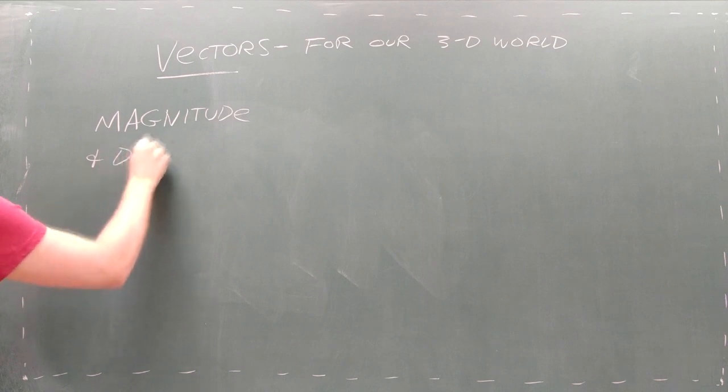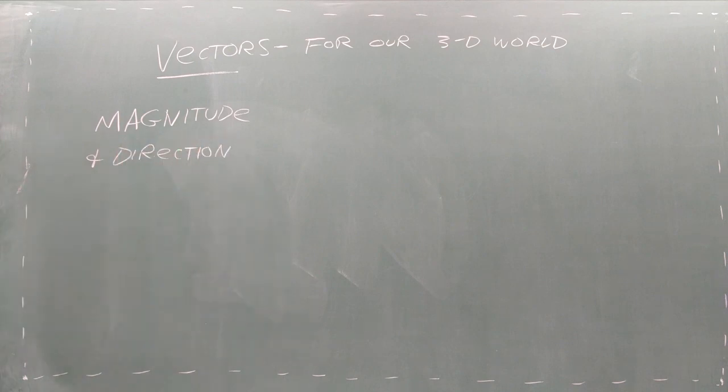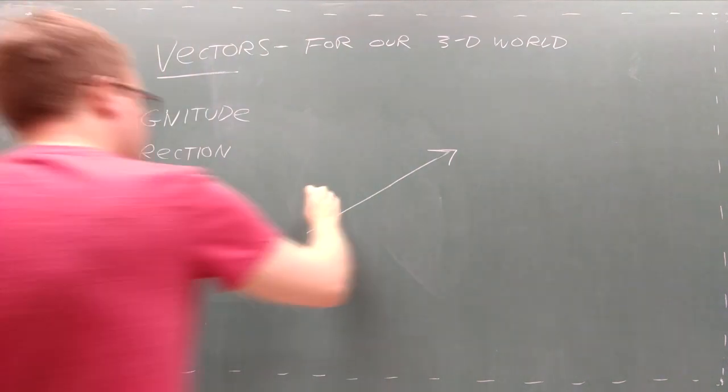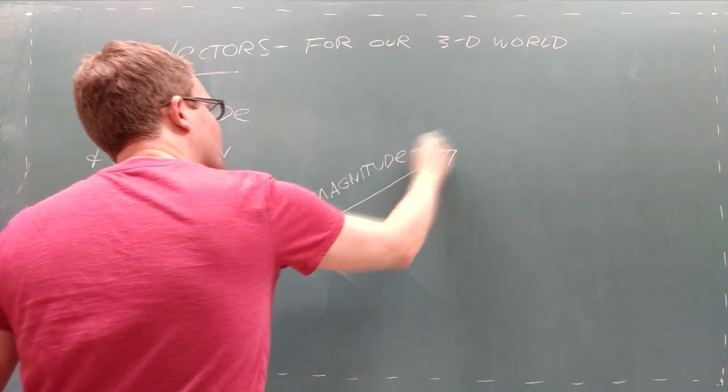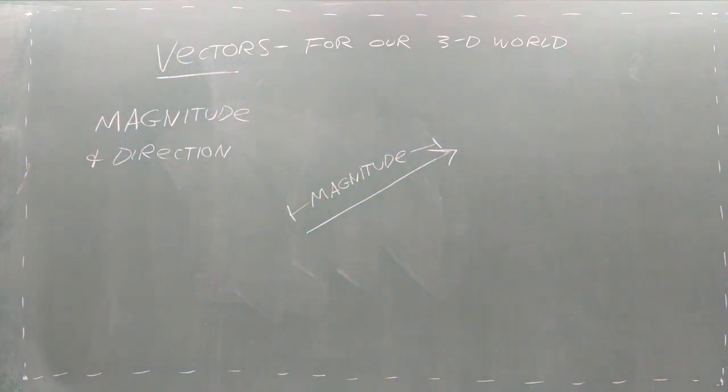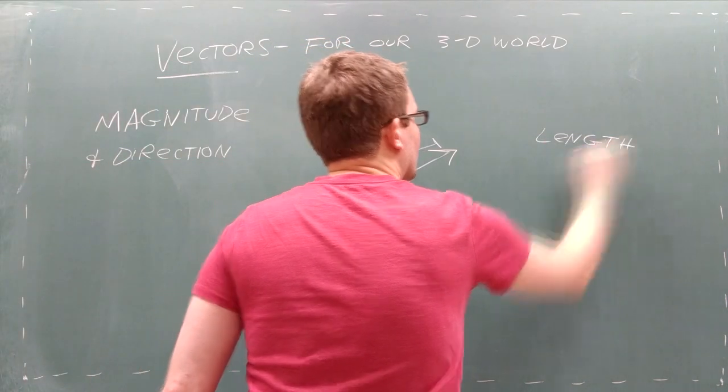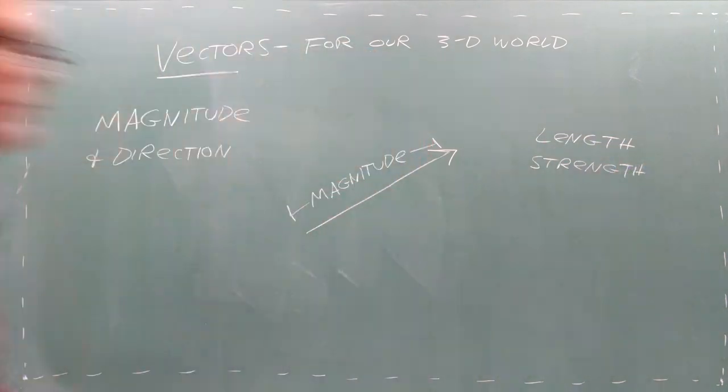One way is to specify the vector's magnitude and direction. A vector's magnitude tells you the size of the vector. For a distance vector, magnitude is the length from one end to the other. For a force vector, magnitude is the strength of the force.